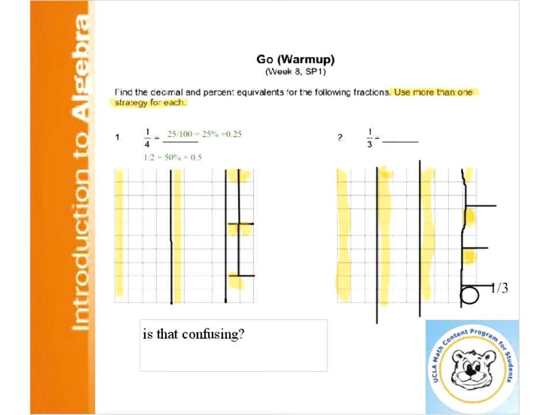Okay. Now for 1/3, same thing. I can find the percent. I'm going to shade in 1 of every 3. So I know that it's going to be about 33. It's going to be 33 1/3. Okay, so 33 1/3%.